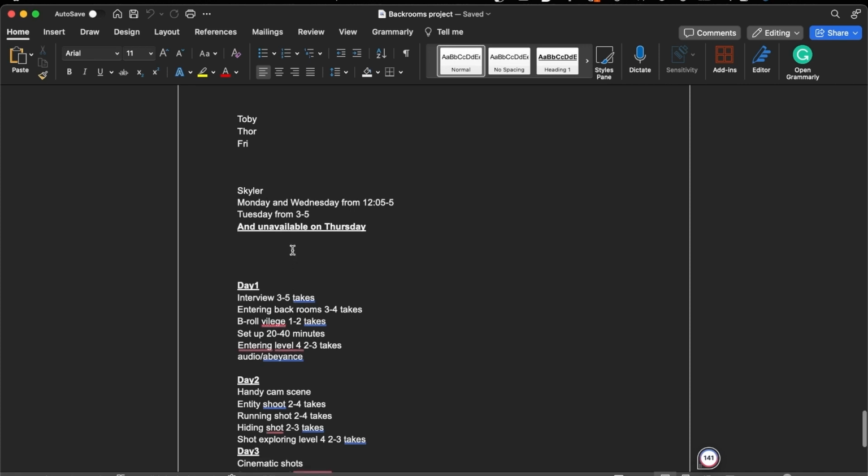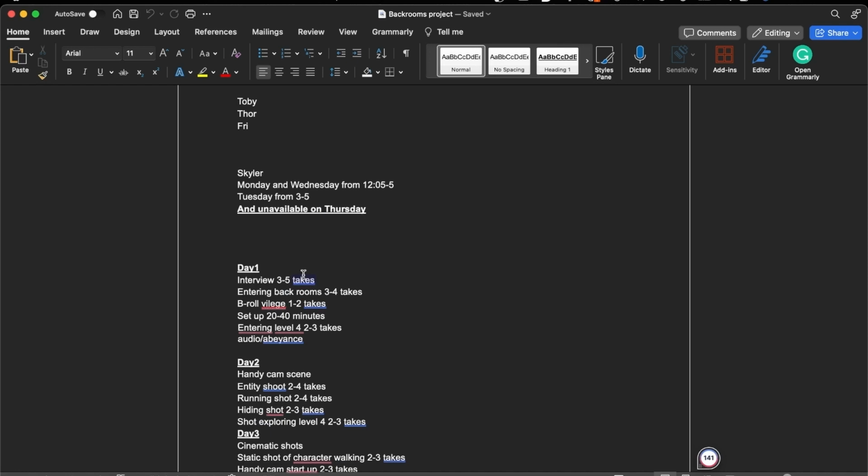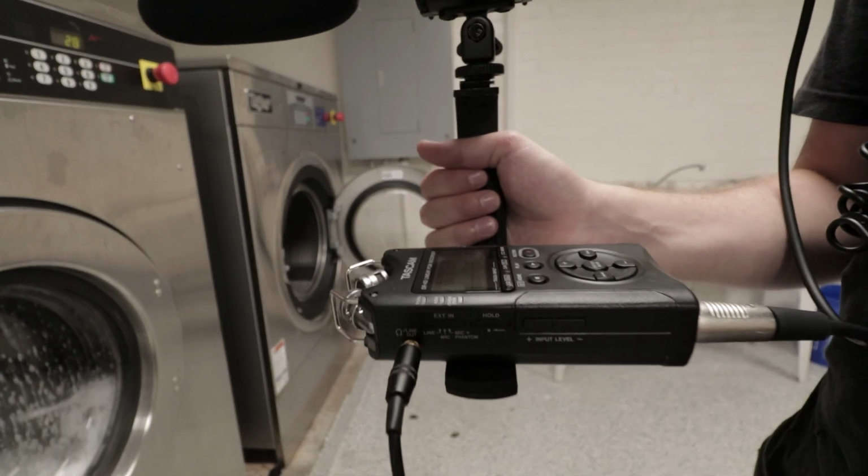I also got some schedules for some people, just so that I knew what days they're available. Day 1. And I actually wrote down a lot of this on a piece of paper, and literally what we did was we marked a lot of it down. Interview, 3 to 5 takes. Entering Backrooms, 3 to 4 takes. B-roll, village, 1 to 2 takes. Setup, 20 to 40 minutes. Entering level 4, 2 to 3 takes. Audio/ambiance. I don't know why it's spelled with a Y.